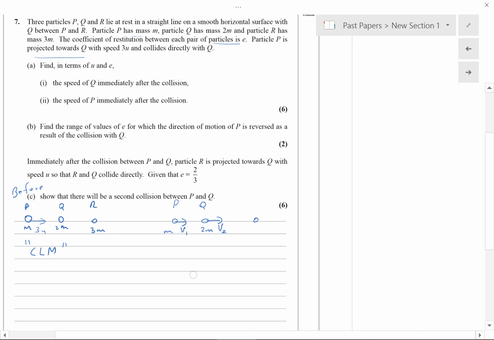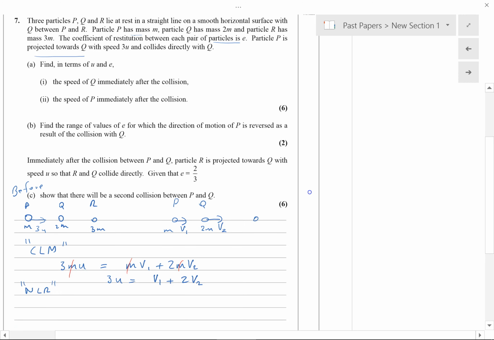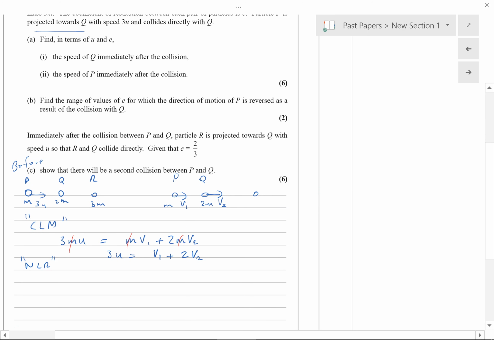So I'm going to find a momentum equation. Momentum before is 3mu. Momentum afterwards is mv1 plus 2mv2, with m cancelling obviously, giving us 3u is equal to v1 plus 2v2. Okay, so that's the first equation. Now let's work out Newton's law of restitution, or Newton's experimental law. We're not told what E is, but we're told it's the same in all the collisions. We're going to call it E.